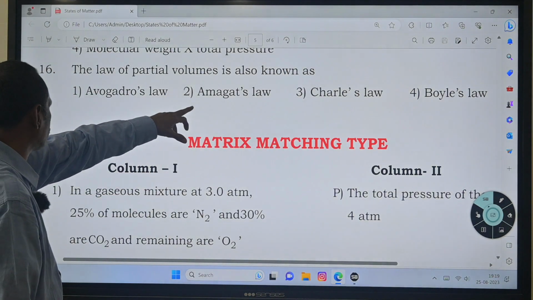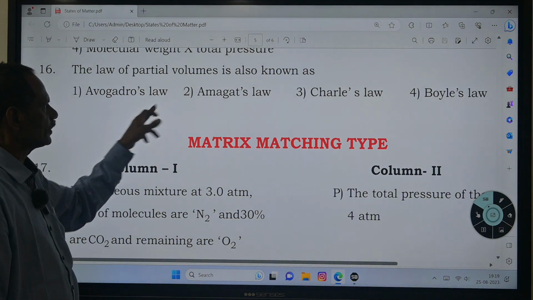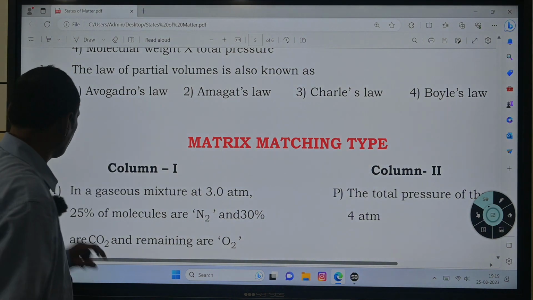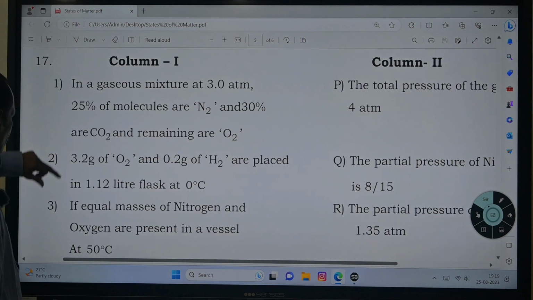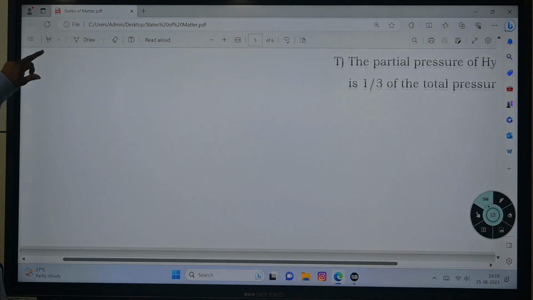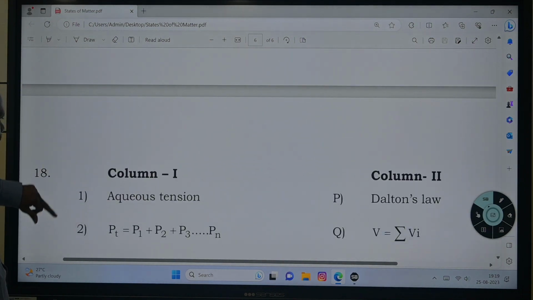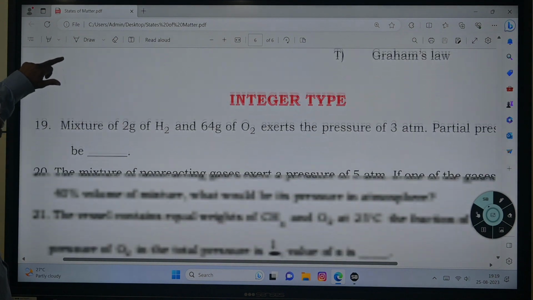Here also there is a key mistake. In the key, one option is given, it is wrong, the second option is correct. Like that, in the matching, you can answer any one. There are two matrix matching types given.